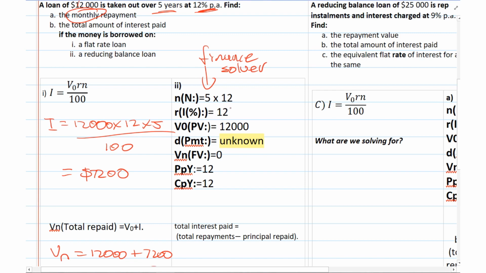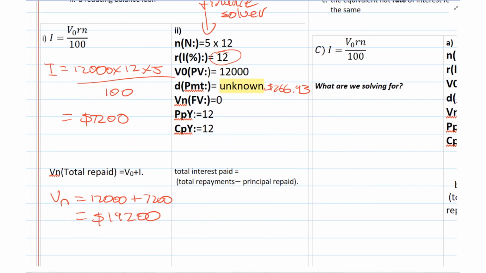I put in my 12% interest. I have 12,000 as my V0. I'm after the payment. My final value is going to be 0 because I'm paying off the loan after 5 years. And the payments per year and compounding periods per year is 12 because it's monthly. When I put that into the calculator, I get a value of 266.93.